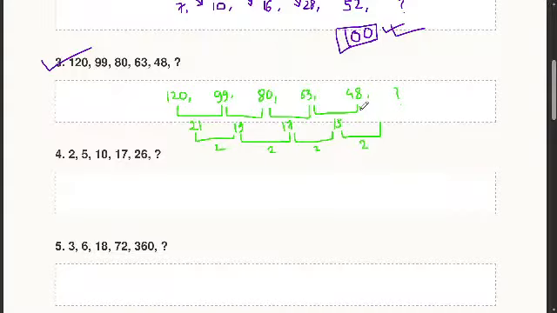So what will be this number? What will be the number? So the difference will be 2. So this will be 13. 17 minus 2, that is 15. 15 minus 2, that is 13. Okay. So this number will be 13.